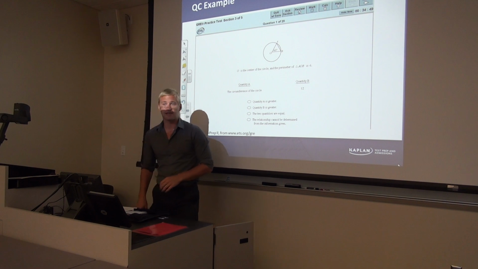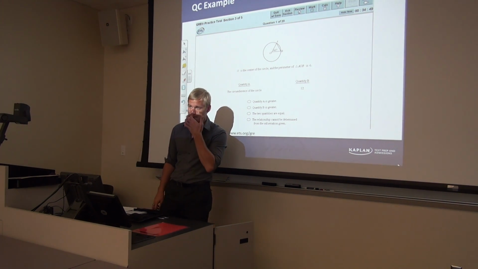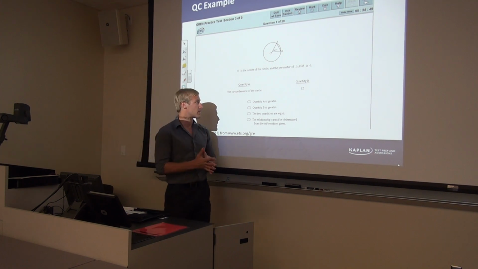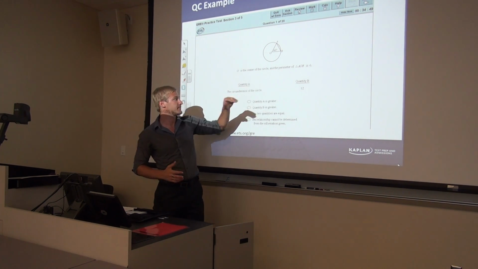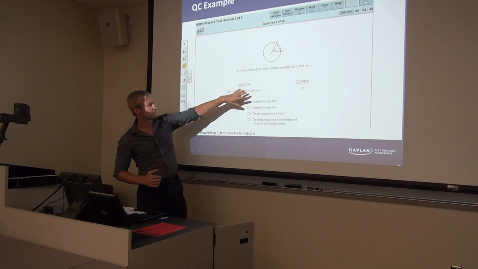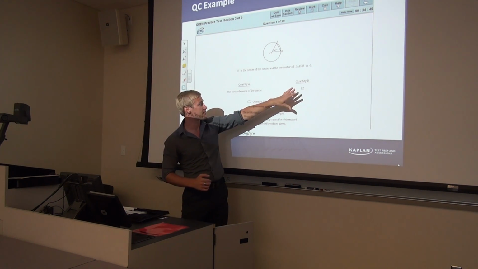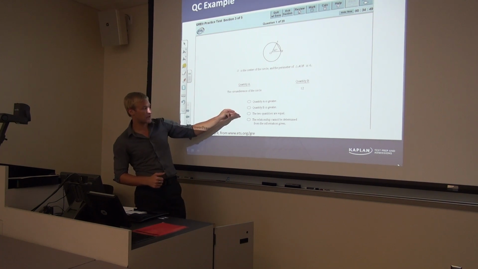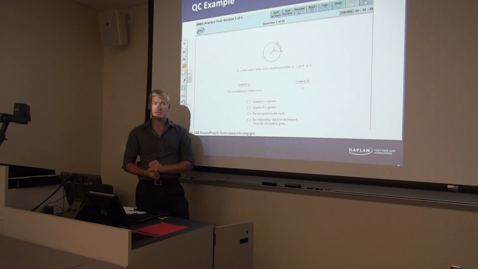So this is the one where I said the answers are the same for every single question. Every single question, you're going to be given a problem. You're going to get quantity A is something, quantity B is something, and then your answers are going to be A is greater, B is greater, they're equal, or it cannot be determined from the information given.